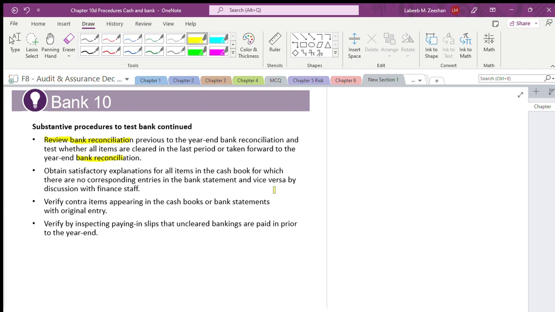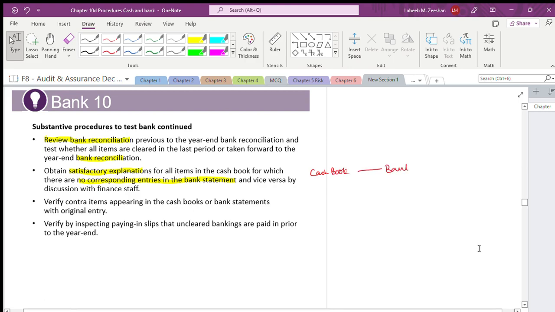Get satisfactory explanations for all items in the cash book for which there are no corresponding entries in the bank book or vice versa. I mean, you have to get satisfied for all items in the bank book for which there are no corresponding entries in the bank statement. That's the most important thing you have to understand from this. If it is in the cash book, it has to be in the bank book also.